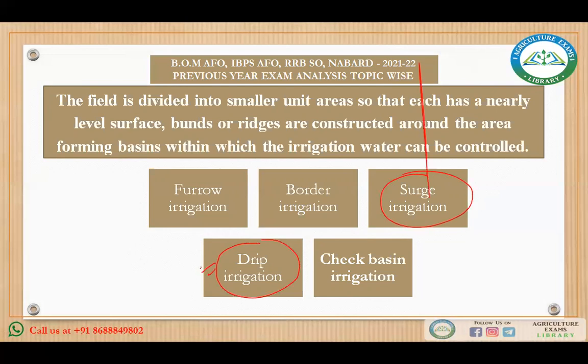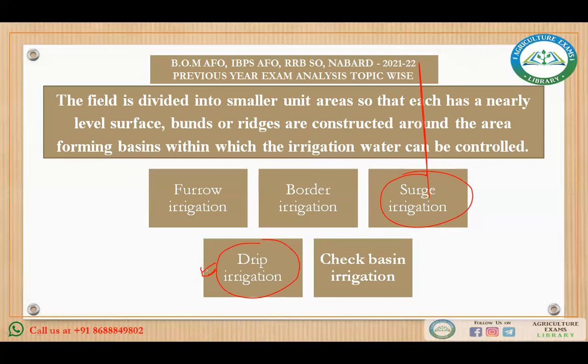Drip irrigation has higher efficiency. It is done to provide water in the root zones. Then regarding furrow irrigation, the entire field is not flooded. A particular direction is given in which the water has to be fed by using the furrows. Furrow irrigation is mostly suitable for root and tuber crops.